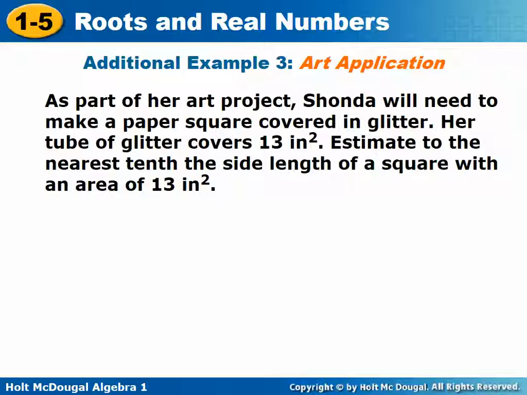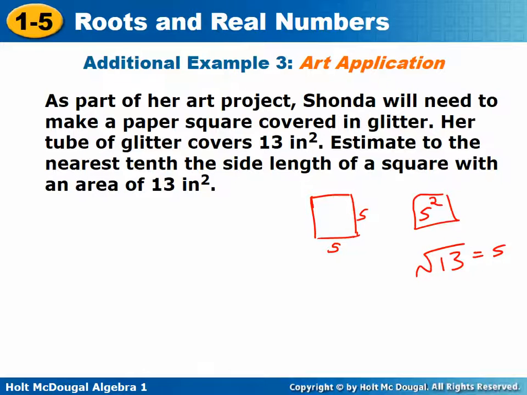So as part of her art project, Shonda will need to make a paper square covered in glitter. Her tube of glitter covers 13 inches squared. Estimate to the nearest tenth the side length of the square. Well, we talked about this before, but the area of a square is found by taking s times s, or s squared. So if we know that s squared is equal to 13, we could take the square root of that in order to find what one side would be equal to.